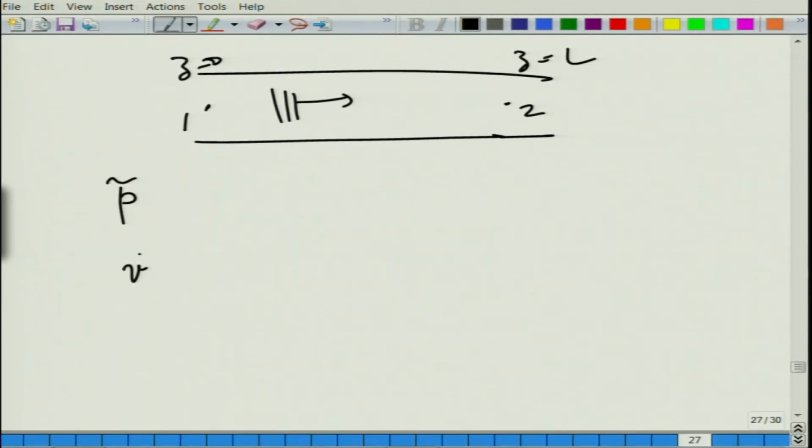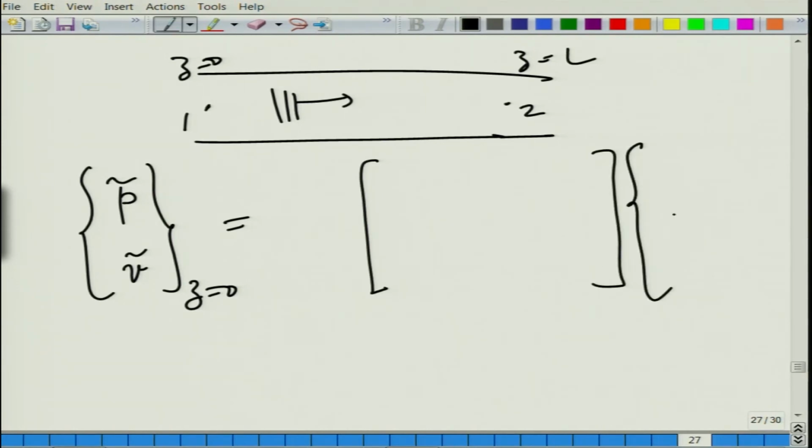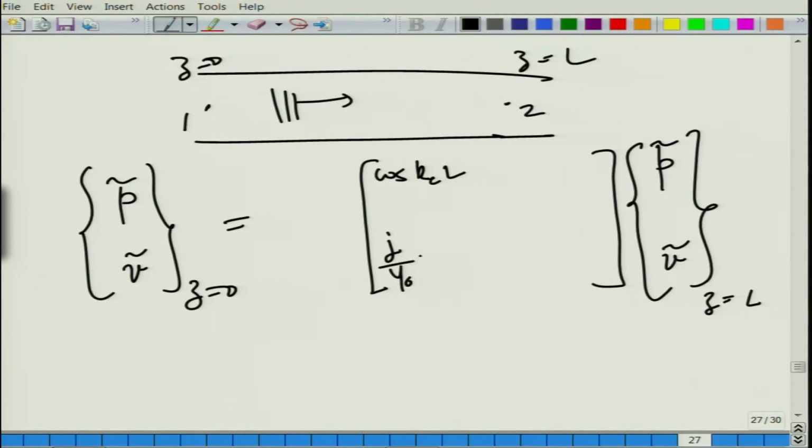P tilde and V tilde at z is equal to 0, and this form would be the same: cos K C L, j y naught into sin K C L, and j by y naught into sin K C L, and here you have cos K C L. So, the form of this transfer matrix is the same, K naught is replaced by K C, and you have an extra term which is the exponential that you just saw somewhere here.